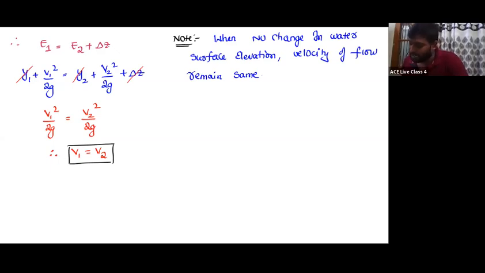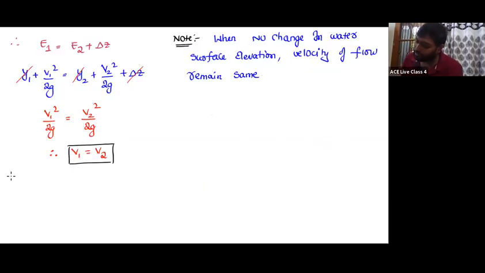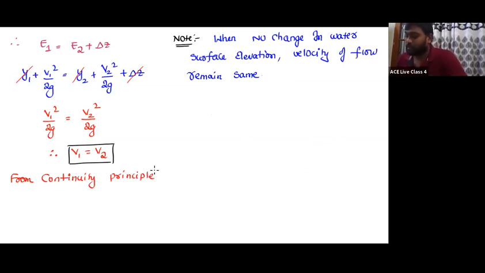Yes or no? But what I'm asking here is this delta Z. So how do I find this delta Z? I know this relation, and in this I know Y1. What is the Y1 value? 0.9. So if I can find Y2, I can find delta Z. For this, from the continuity principle, Q is equal to A1 V1 is equal to A2 V2. Velocities are the same.